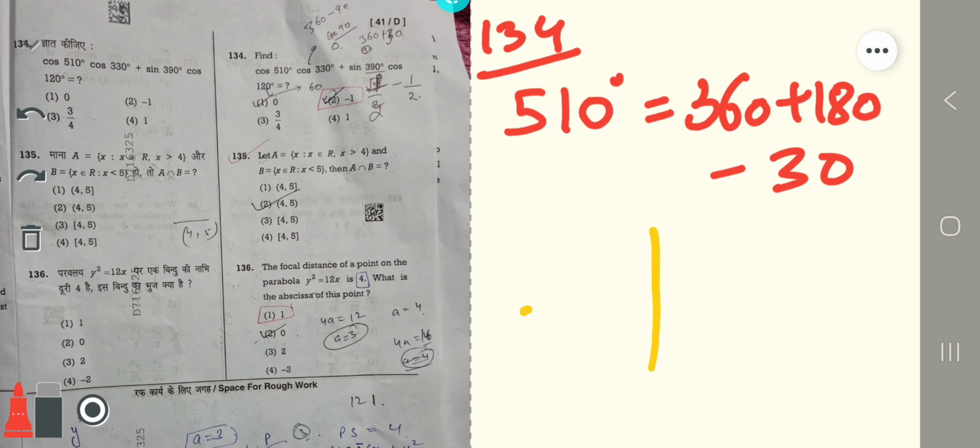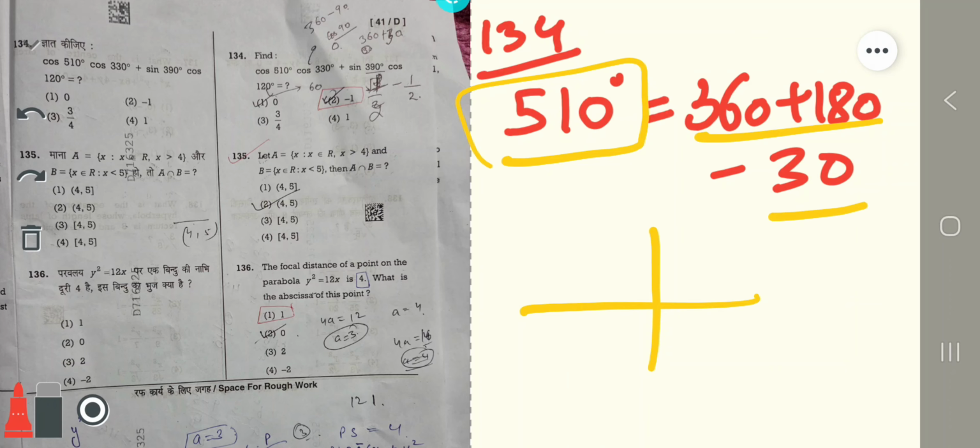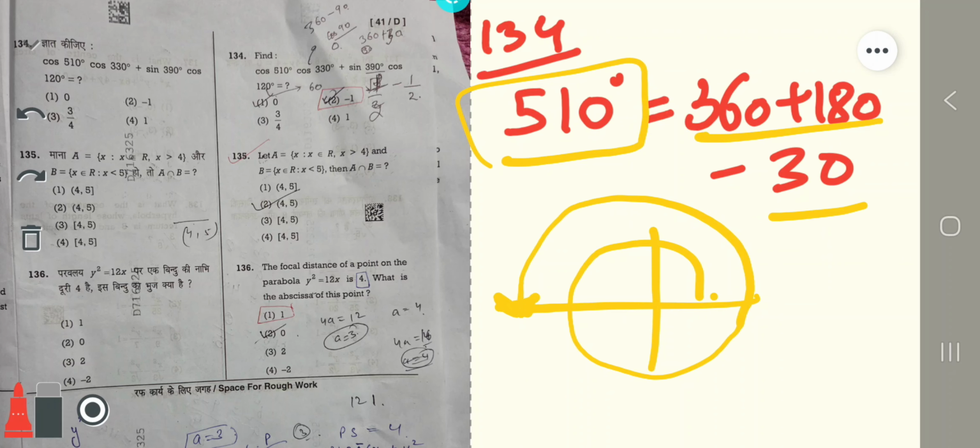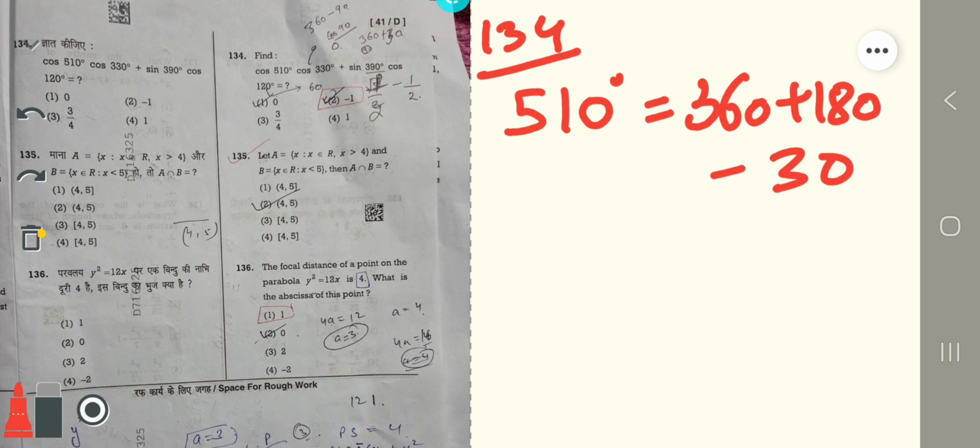510 को मैंने ये लिखा. तो लेट्स चेक हम अब कौन से क्वाड्रेंट में हैं. तो 360 प्लस 180, आई वेंट हेयर. Now I am subtracting 30, so I am in second quadrant, right. And in second quadrant cos is negative, and as I am subtracting from 180, so 180 पे कोई change नहीं होता, cos will remain cos only. ठीक है. So basically what I mean is cos 510 degree becomes minus cos 30 degree.